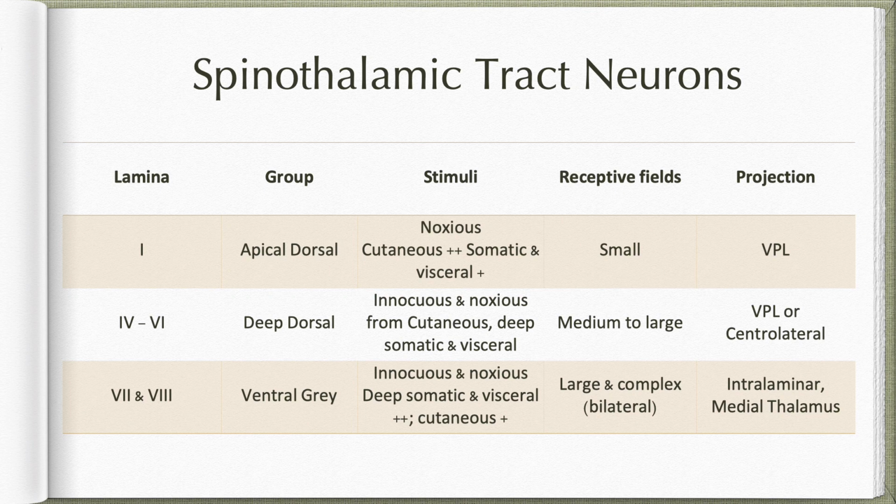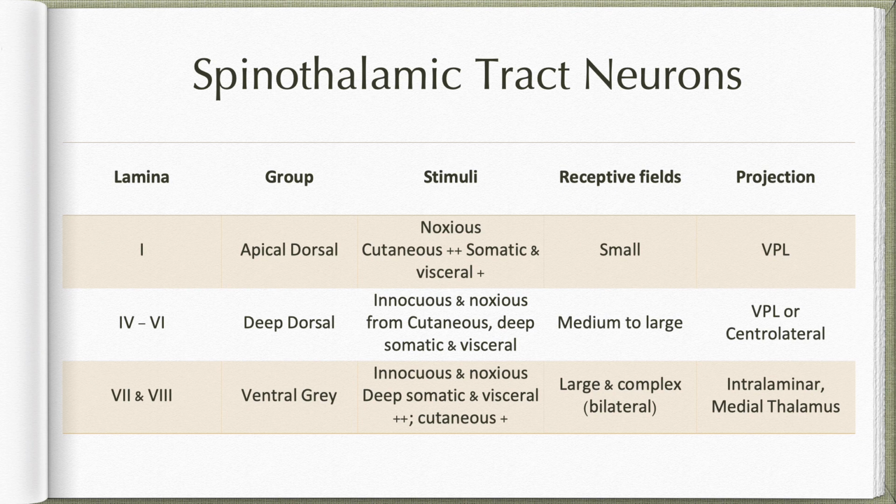The neurons located in lamina 4, 5 and 6 form the deep dorsal group. They receive both innocuous as well as noxious sensations. Again, the sensory fibers arrive from skin as well as deep somatic and visceral structures, but more from deep somatic and visceral structures. They have relatively larger, that is medium-sized to large-sized receptive fields. They project either to the ventral posterolateral nucleus or to the centrolateral nucleus.